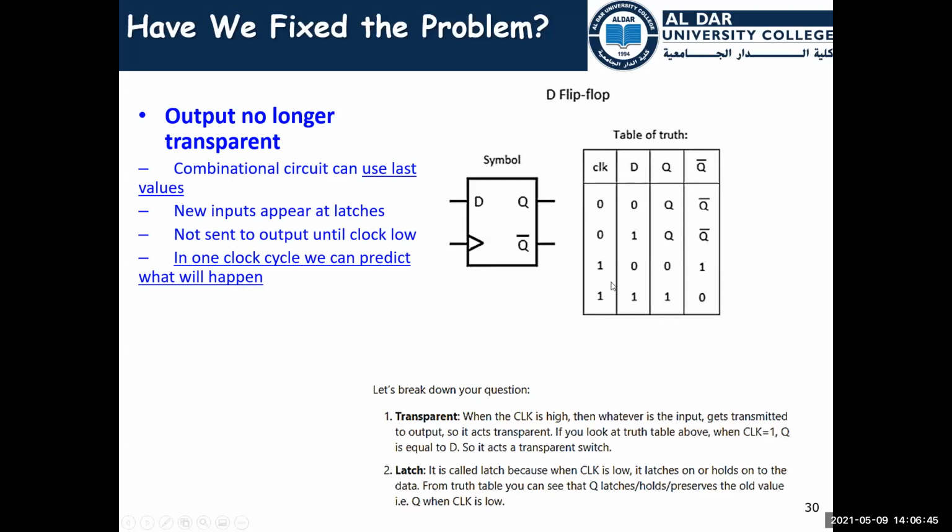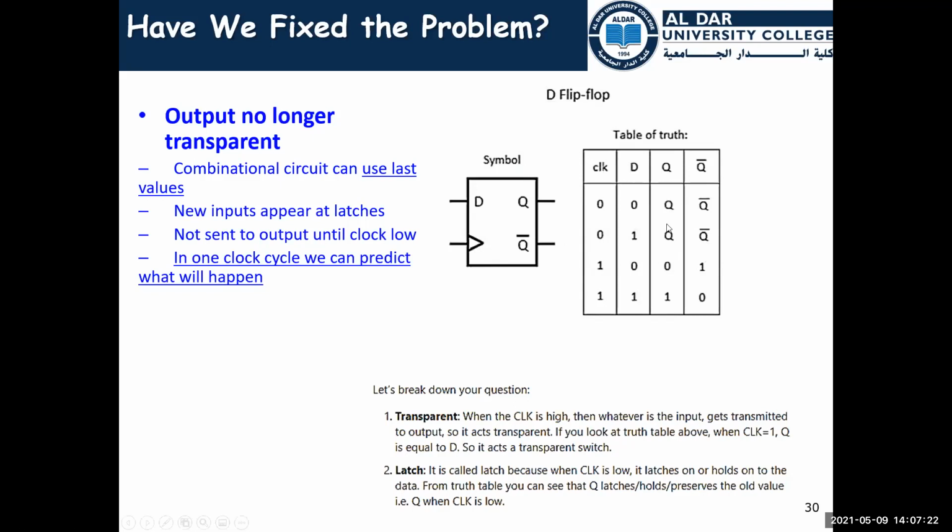So, for example, here we have two types of... I'm sorry. The clock, if you see the clock here, we have 0, 0, and 1, 1. If you look at this clock and we have another input, the input here is 0, 1, and the output is always Q, Q is the previous state.